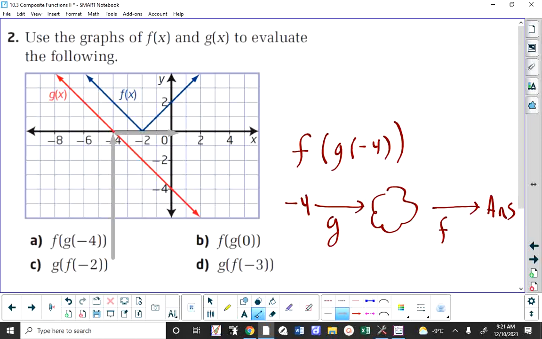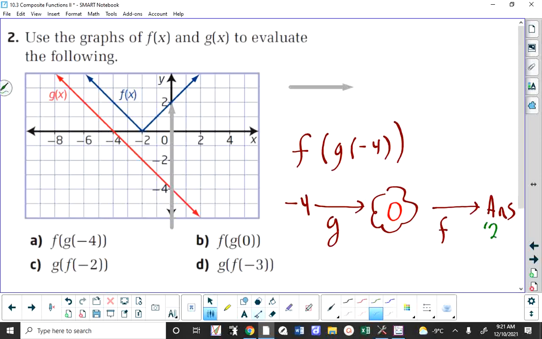So that means this intermediate piece is 0. That's going to now go in for f. So now I reset all of this and I look at an x coordinate of 0 and the y coordinate, well, I can't really draw an arrow there pointing to the y-axis because it's on the y-axis. The y coordinate is 2, which means the answer here is 2.